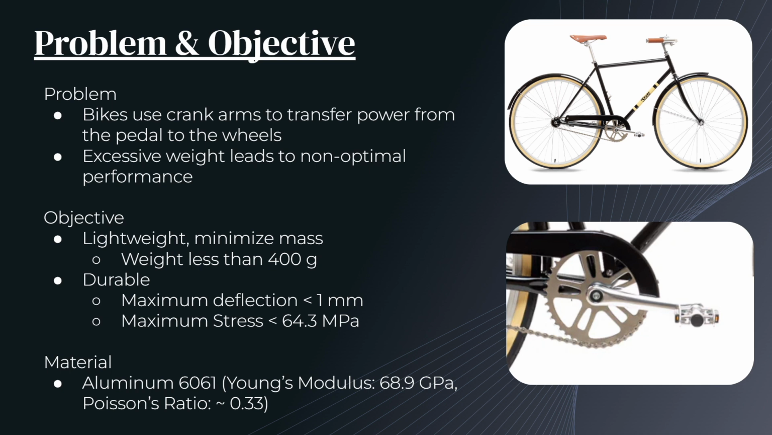The purpose of this object is to optimize the crank arm to be lightweight yet durable. Too much weight would lead to non-optimal performance. A crank arm is usually made out of aluminum 6061 due to its high strength yet lightweight properties. The result of the design optimization aims to enhance the bike and rider's performance, which could improve pedaling speed and reduce fatigue. For this analysis, we want a maximum deflection of less than 1 millimeter and a maximum stress of less than 64.3 megapascals to avoid cyclic fatigue.